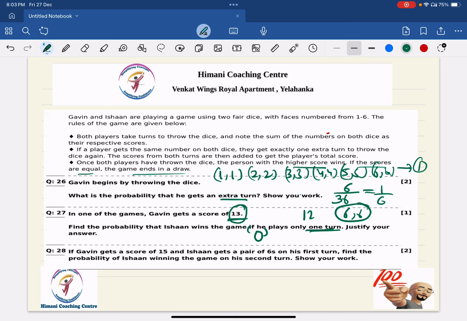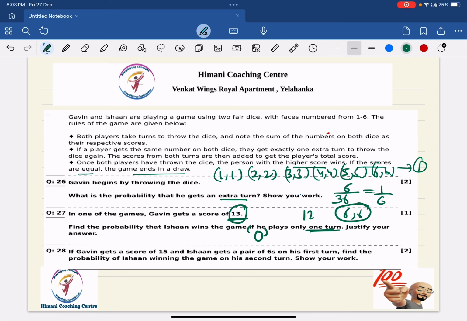So what will you say? You will simply write that in this case the maximum score can be 12 in one turn. Hence Ishan can never score more than 12. So the probability that Ishan wins the game with only one turn is 0. Okay. Now let us look at the next one.